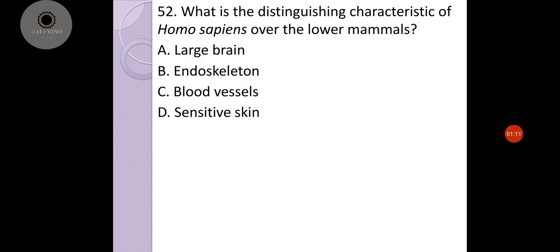So, yung mga animals na yon does not have a sensitive skin ba? Meron din silang sensitive skin. And also, they have a cardiovascular system. That means, meron din silang blood vessels. Meron din silang endoskeleton. Okay? Yung distinguishing characteristic natin sa mga lower mammals is the letter A, large brain. Okay? Homo sapiens have large brain. Malalaki yung utak natin compare sa kanila.